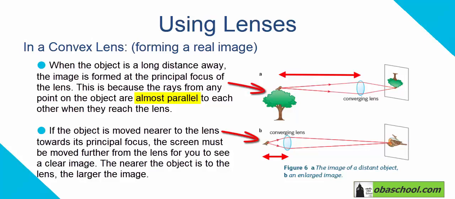While if the object is moved nearer to the lens towards the principal focus but still beyond it, then the screen where the real image is formed must be moved further from the lens so that we can see a clearer image. So, the image will be formed away from the principal focus, and the nearer the object is to the lens, the larger the image.